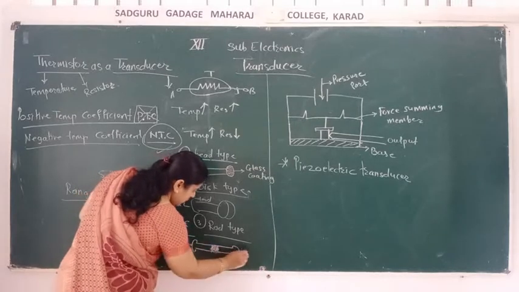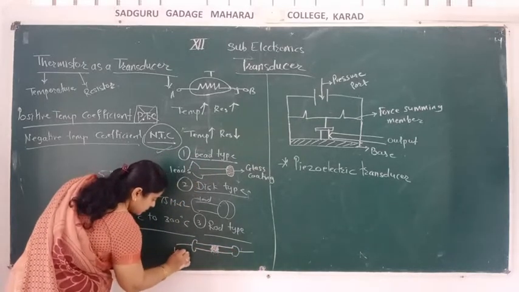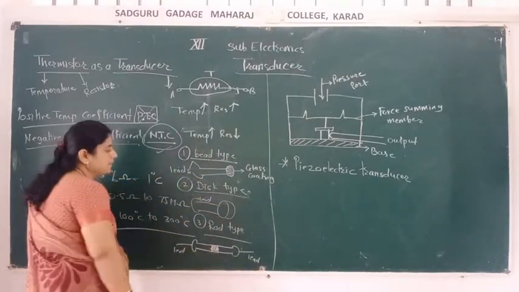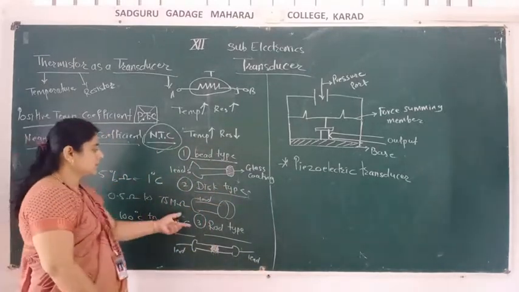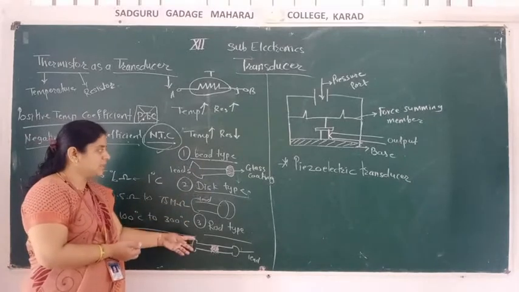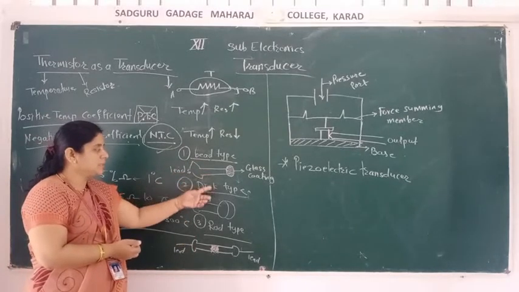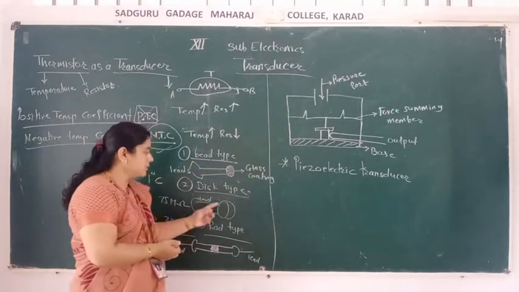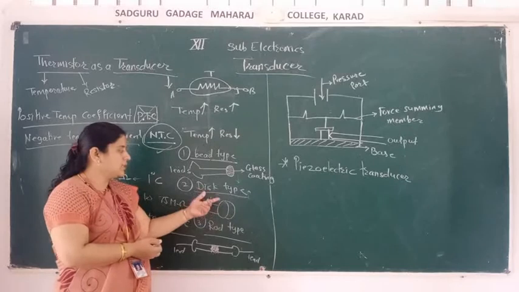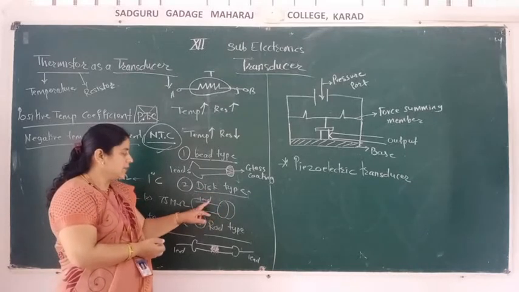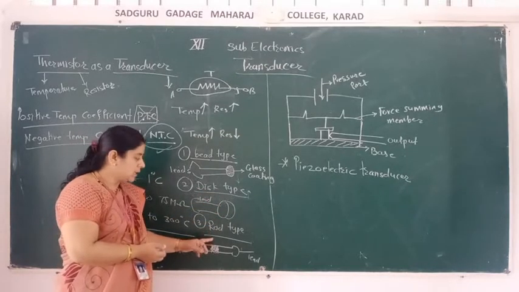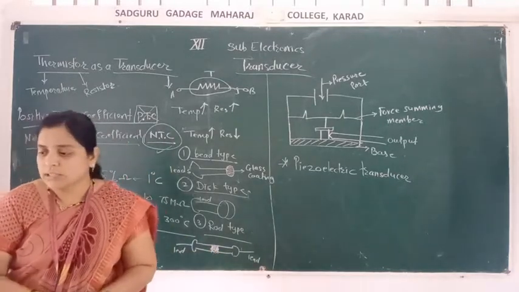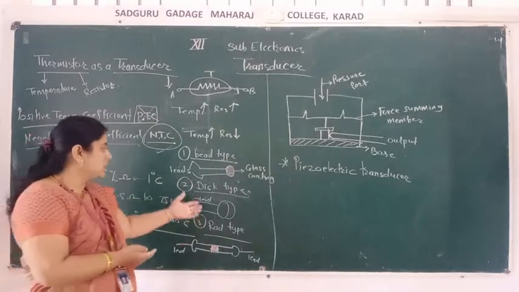These are 2 leads. Okay, this is the rod type thermistor. There are 3 types of thermistor. Bead type thermistor is coated with glass and has 2 terminals. Disc type looks like a disc, therefore it is called disc type thermistor, and it also has 2 leads. And rod type thermistor has 1 rod. So these are the 3 types of thermistor.